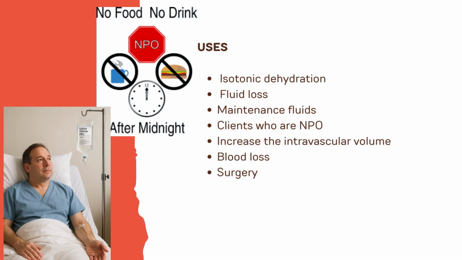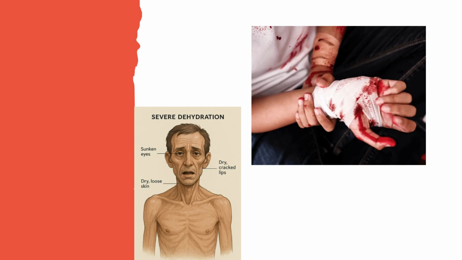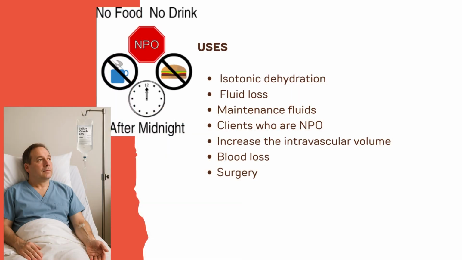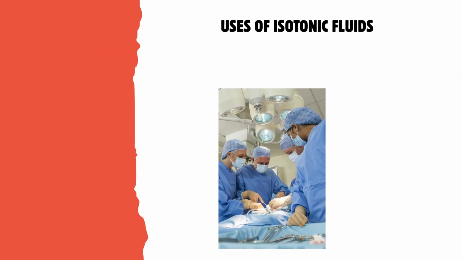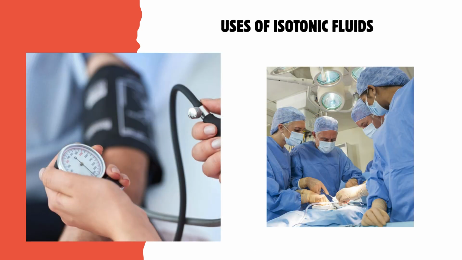Isotonic fluids are the go-to for treating low blood volume, like in trauma, bleeding, or severe dehydration. They help quickly expand the intravascular volume. Patients often lose fluid during surgery. Isotonic fluids are used to maintain their blood pressure and fluid balance during and after the procedure.